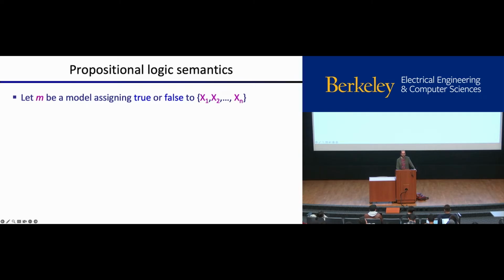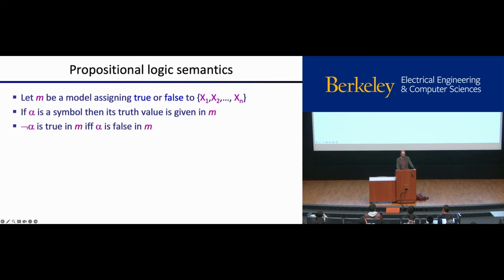So M is a model which assigns values to variables. The values are true or false. How do we tell whether a sentence is true or false in propositional logic? Well, if alpha is just a symbol, like xi on the previous slide, then we just look to the model. The model will tell us whether it's true or false. That's our answer. We just read it out from the model.